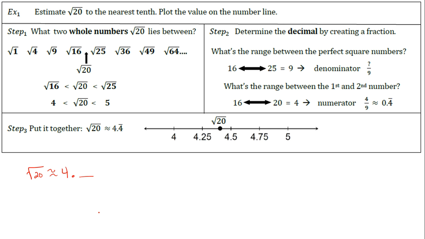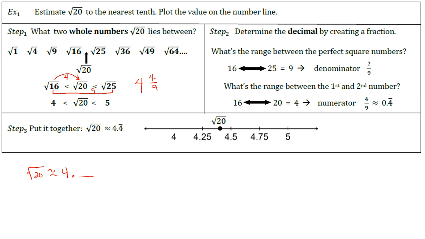So we're going to come back and now I'm going to teach you how to find the decimal part. Before we find the decimal part, we're going to write it as a fraction. So step 2, to find the decimal part, again, we're going to find the fraction first. I always like to find the denominator part first. So we're going to have 4 is our whole number. And our denominator for the fraction part is the difference between the perfect square numbers. So from 16 to 25 is a difference of 9. To find your numerator, you simply find the difference between the first perfect square and the number you're estimating. So from 16 to 20 gives us a value of 4.